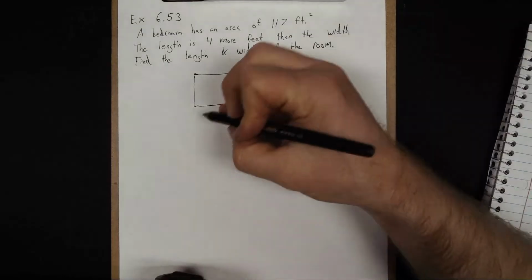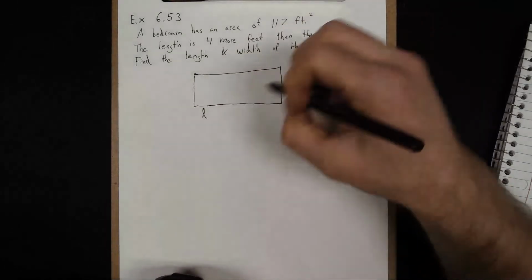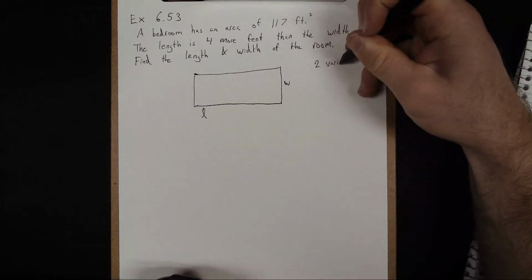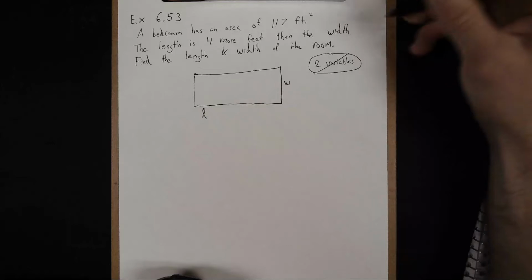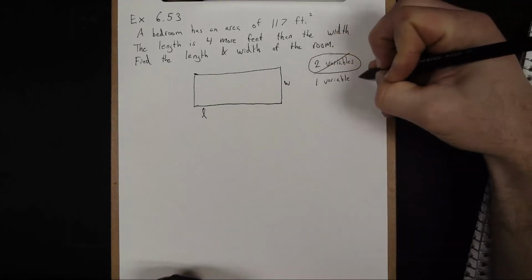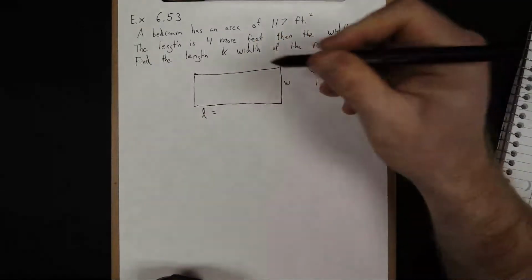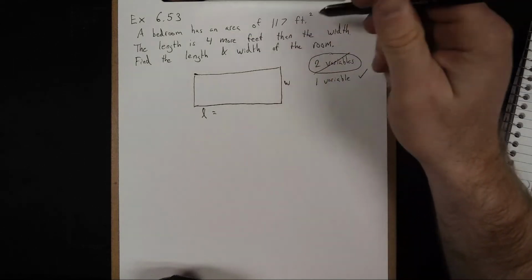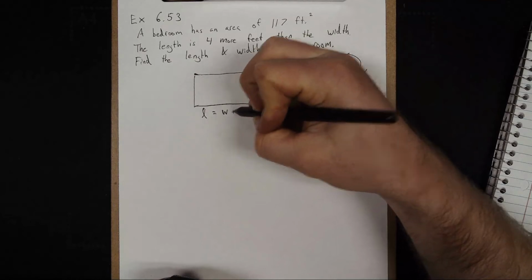Okay, so you might have said L. Put L for length. Well, now we have two variables. Bad news. We want one variable. Good news, lucky for us, we have a relationship between length and width. Length is 4 more feet than width. So, isn't length just W plus 4 feet?